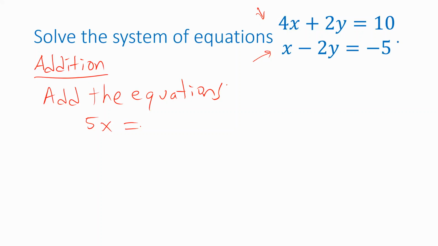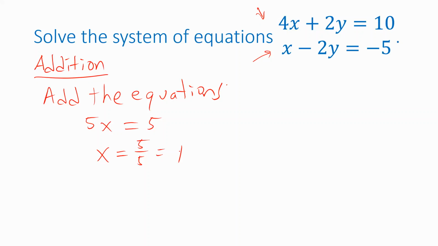On the right side, when I add them together, 10 plus negative 5 gives me 5. And then I can divide both sides by 5. And I know that x is equal to 1. You'll recall that's the same value we got for x in the previous approach.